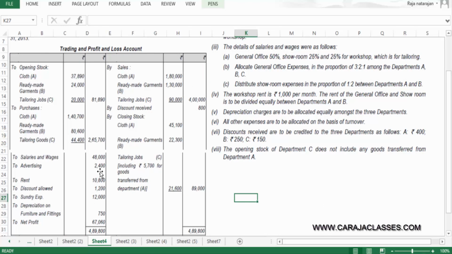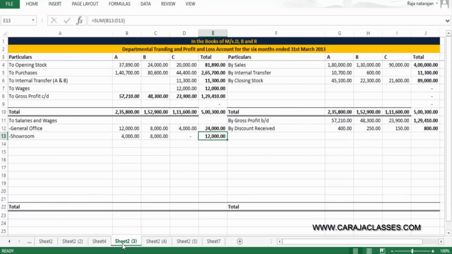Okay, then any other expenses, we can go back to the question. There are advertisement expenses. Now, how should these advertisement expenses be distributed? If you read the question, it says look for the specific allocation. If nothing is given, then all other expenses are to be allocated on the basis of turnover. So here you have the basis of allocation for turnover 180, 130 and 90. Okay, so let's adopt that. We'll say to advertisement.